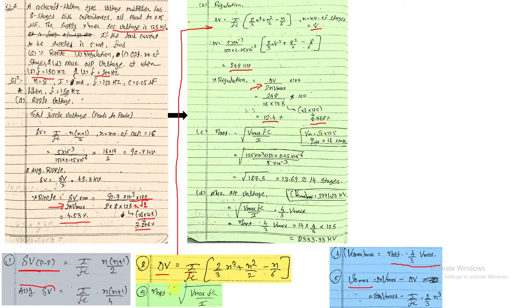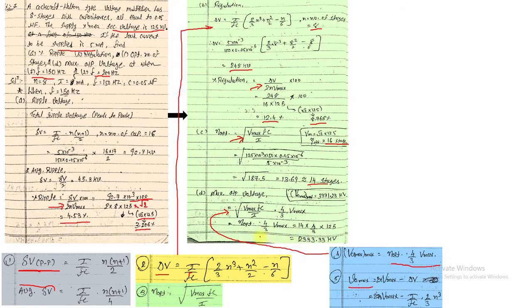The optimum number of stages. From the n optimum equation, which is the square root of Vmax f C upon I, you will calculate 14 stages if you are considering Vmax as 125. But if you are considering 125 as an RMS value, then it is 16 stages. The maximum output voltage can be calculated from this formula: the square root of Vmax f C upon I into 4 by 3 Vmax, where the square root of Vmax f C upon I represents the optimum number of stages.